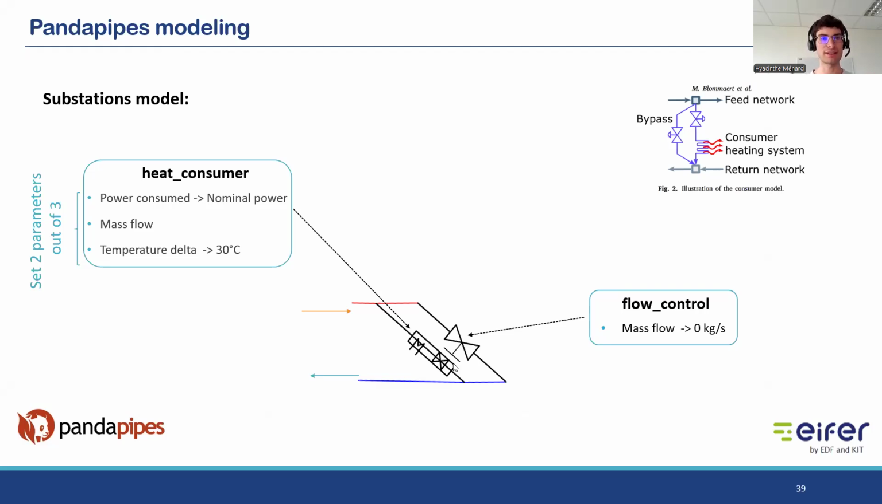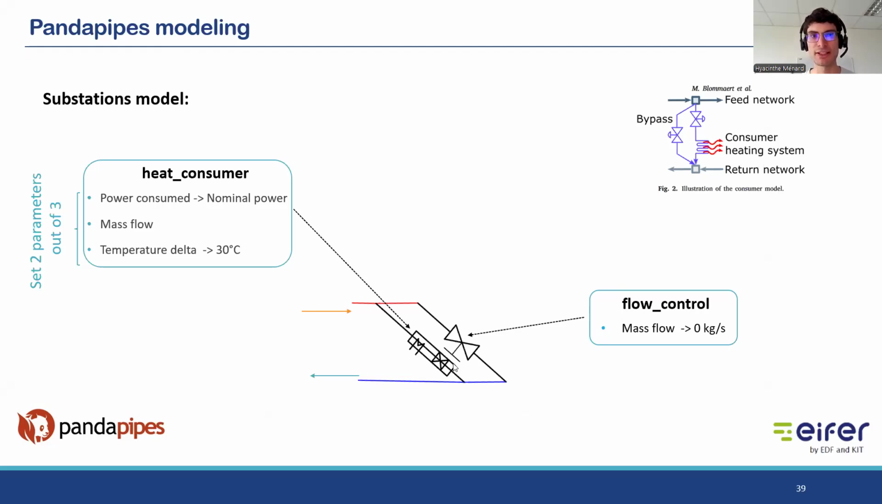So in my case, I will set the power consumed by the consumer to the nominal power of this substation, which is different for every substation. And then I will set the same temperature delta of 30 degrees for all these substations. And pandapipes in this calculation will be able to figure out which mass flow through the individual substation will be able to satisfy these 2 constraints.